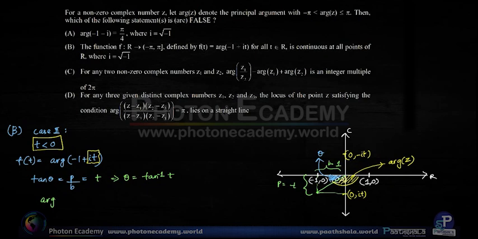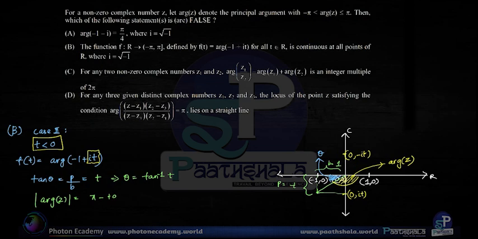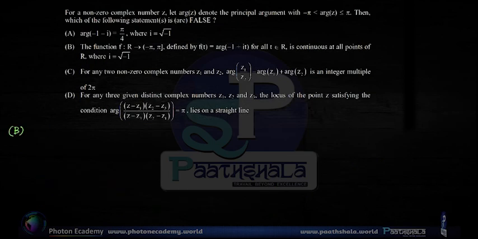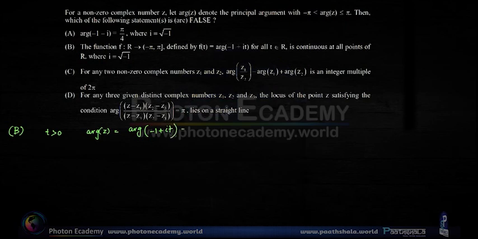Now, we take argument Z mod as pi minus tan inverse t. But as the angle lies below the real axis, argument of Z becomes minus of the mod value, which is tan inverse t minus pi. And we must not forget the condition t is less than 0. In the first case, for t greater than 0, we got argument of Z, where Z we considered as -1 + it, is equal to pi minus tan inverse t when t is greater than 0, and tan inverse t minus pi when t is less than 0.